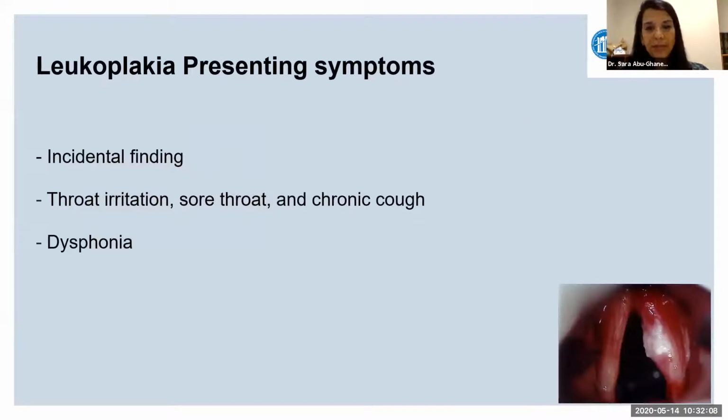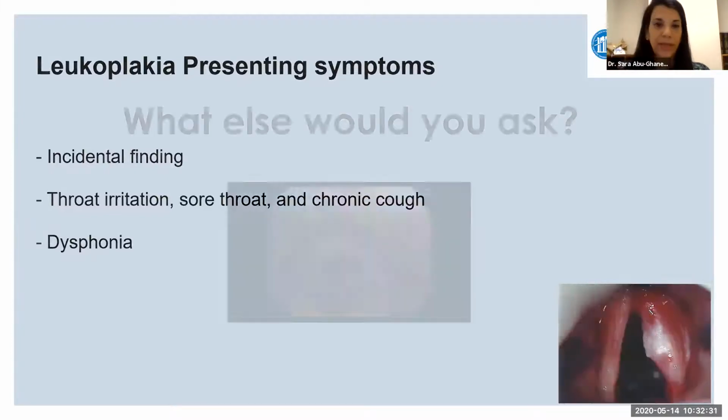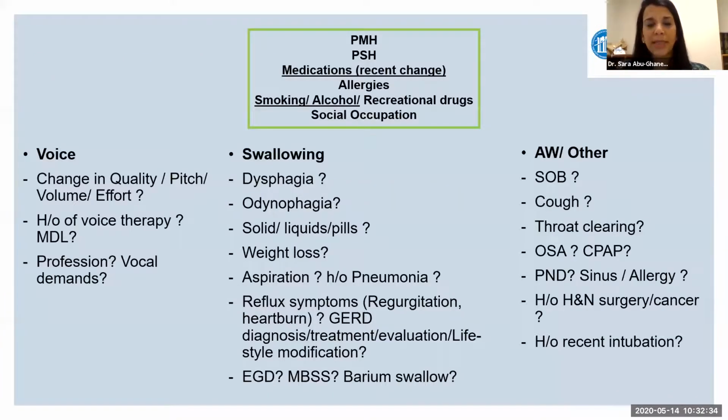In terms of presenting symptoms, when we dig into the history, nothing in the symptoms will scream that this is cancerous. Some of those patients will be found with leukoplakia as an incidental finding. A lot of them will come with just sore throat, throat irritation, the common things that we see in a laryngology or ENT clinic, and dysphonia. So there's nothing specific for cancer. Other things you would ask, like with any other ENT patient, are the past medical history, surgical history, recent changes in medications, and most importantly, risk factors like smoking and alcohol.